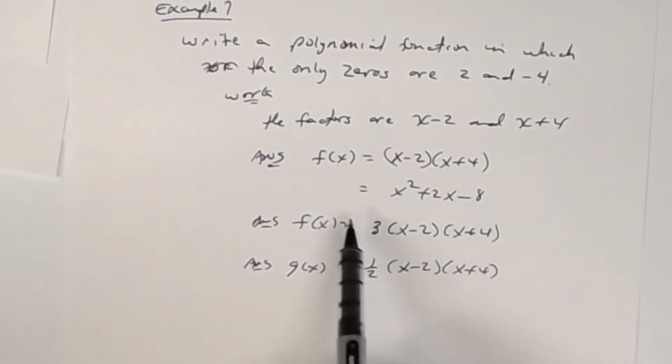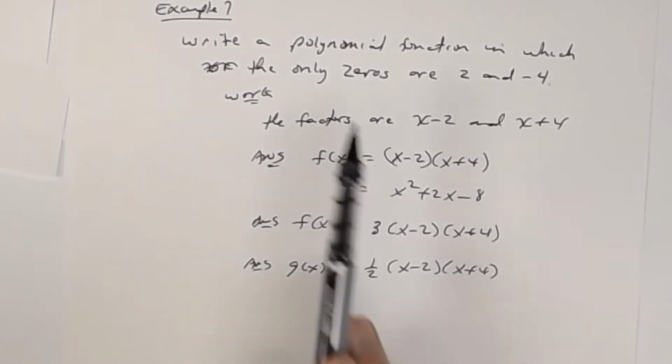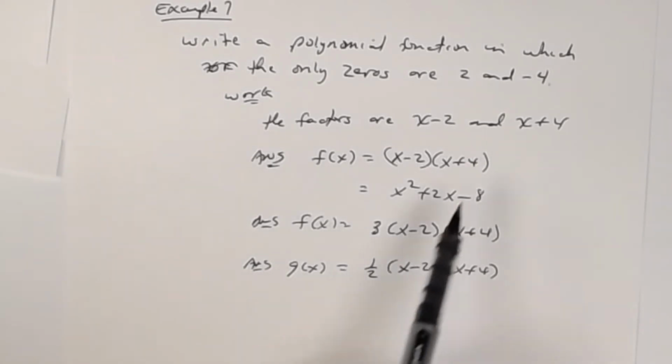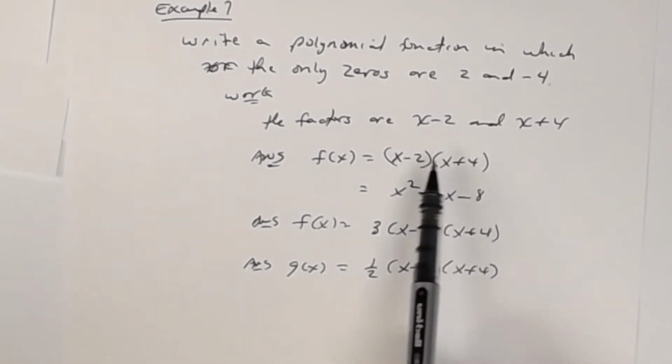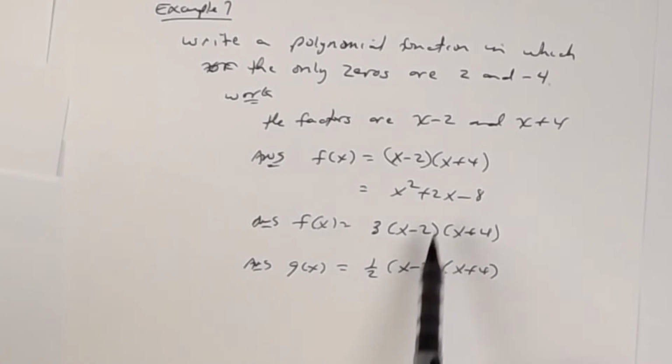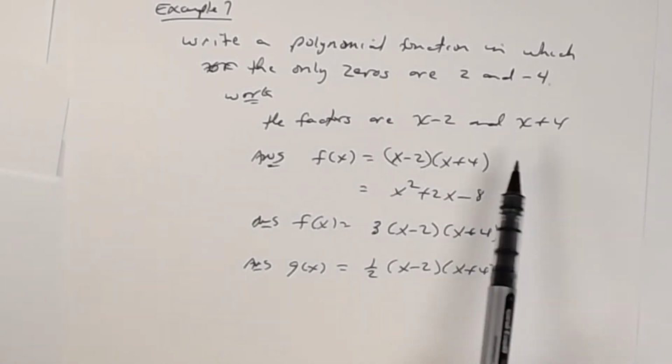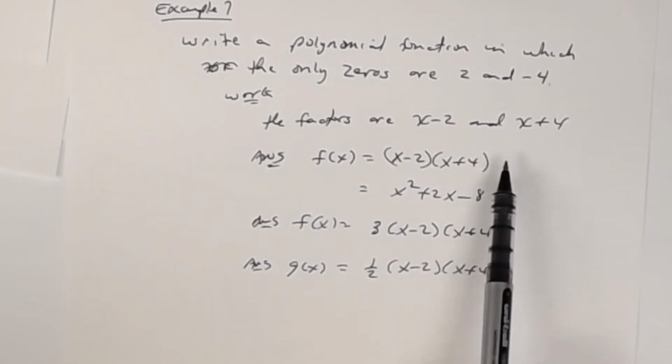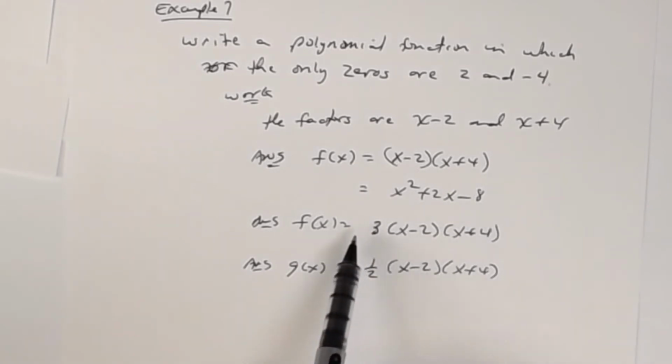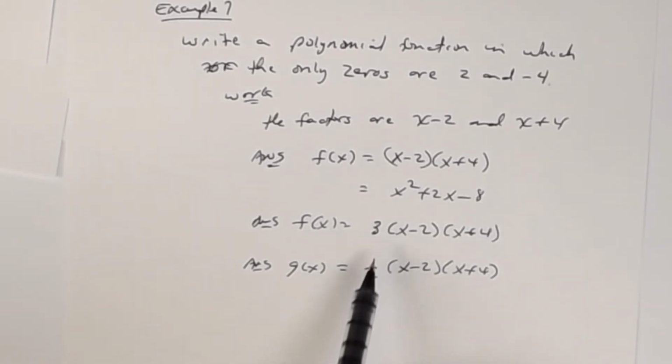Do you see there's an infinite number of ways to indicate the polynomial function? As long as you have those two factors listed, remember those are the only zeros, right? So you can't put any other factor with a variable. The only thing you can do is just change the coefficient. That's all you can do.